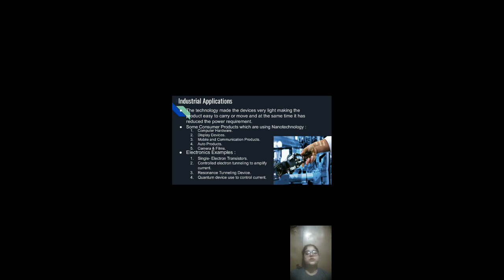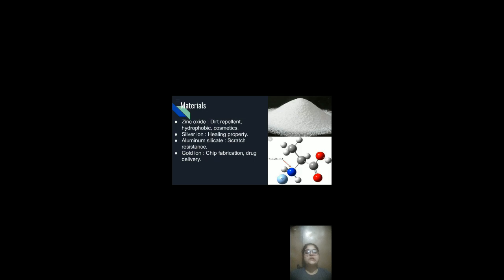Then some consumer products which are using nanotechnology. First one is computer hardware, then display devices, mobile and communication products, auto products, camera and films, then electronics. Examples of electronics: single electron transistors, controlled electron tunneling to amplify current, resonance tunneling device. Then fourth is quantum device used to control current.